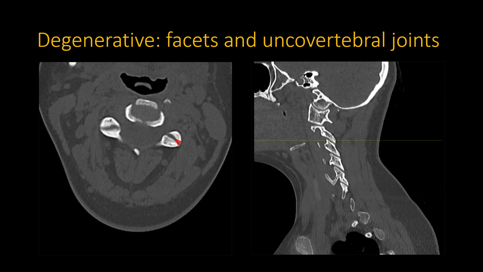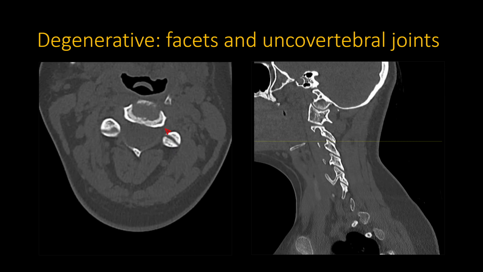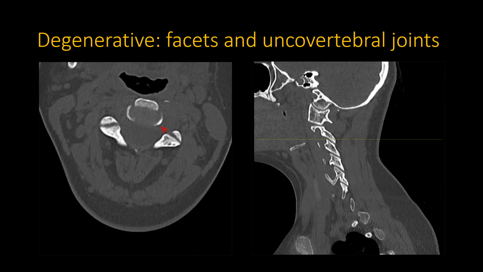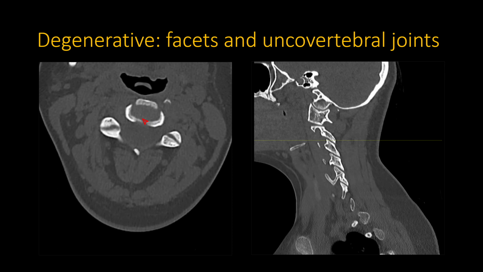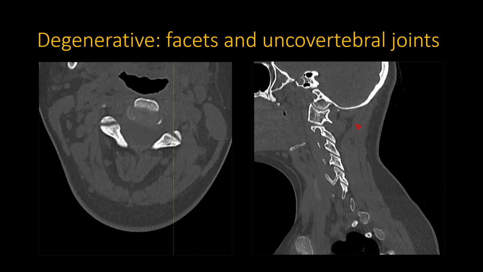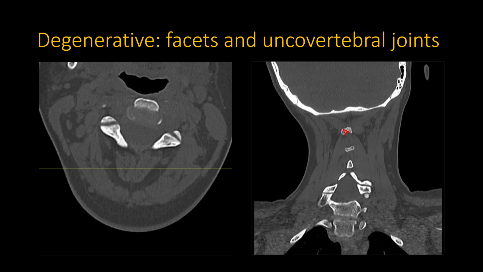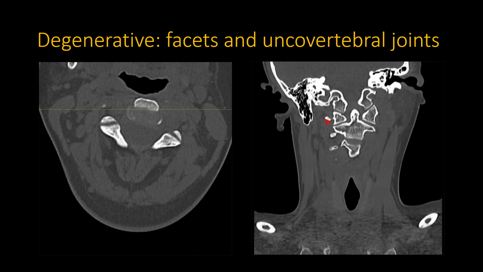Now, facet osteoarthritis typically doesn't cause a lot of neuroforaminal stenosis, at least in the cervical spine. In the cervical spine, what causes neuroforaminal stenosis, and this is the neuroforamen, that's where the nerve roots come out, is oncovertebral joint osteoarthritis. So the oncovertebral joints are obviously best seen on the coronal plane, and I'll go here.